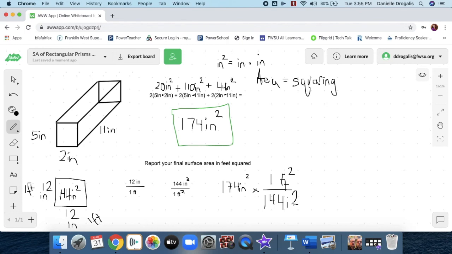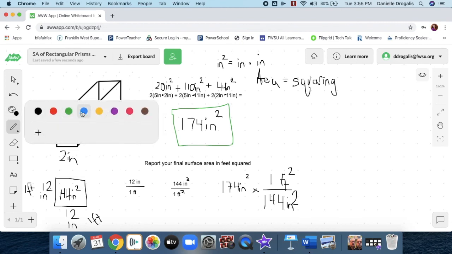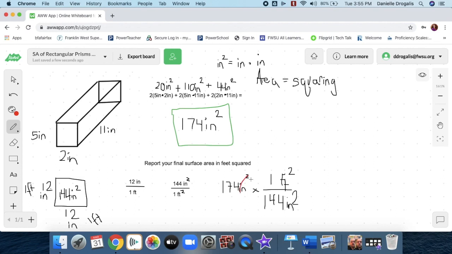Okay. And the reason I want to write that is because now I have inches in the numerator and inches in the denominator. Now, this is no different than if you had like 7 in the numerator and 7 in the denominator. You'd cancel them as a value of 1. And that's what we get to do here also. Inches squared cancels with inches squared, and we're left with feet squared, which is the desired result.